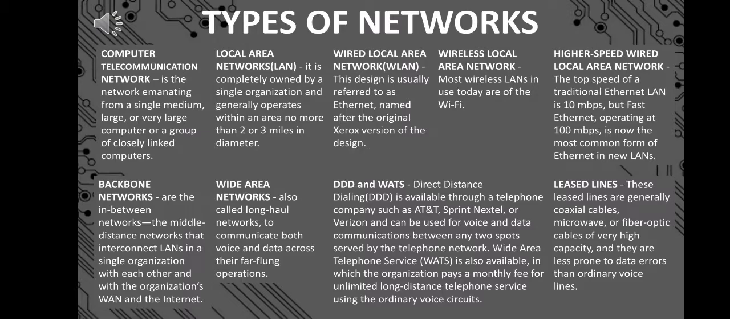Higher Speed Wired Local Area Network. The top speed of a traditional Ethernet LAN is 10 Mbps, but Fast Ethernet operating at 100 Mbps is now the most common form of Ethernet in new LANs.